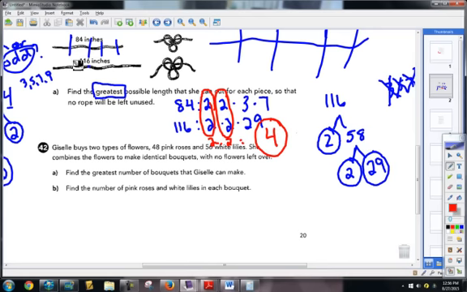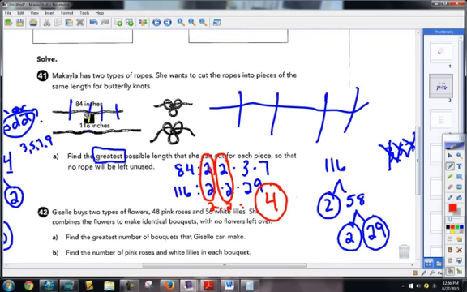So what does that mean? That means that you could cut both of these ropes into 4-inch pieces, and then you wouldn't have like a 3-inch piece or a 5-inch piece. You wouldn't have any waste of the rope. It would be 4-inch pieces.